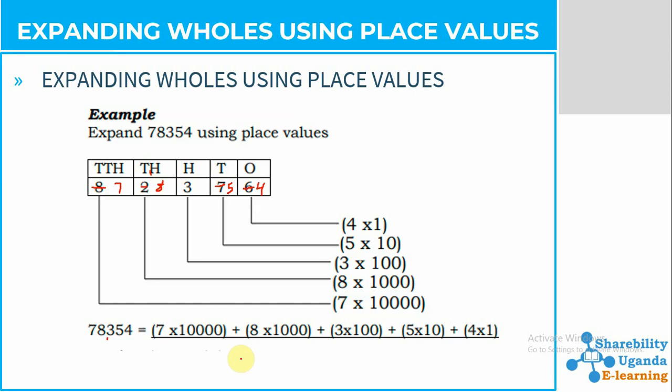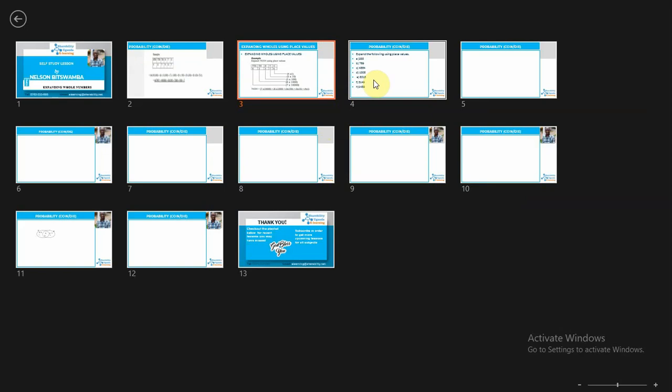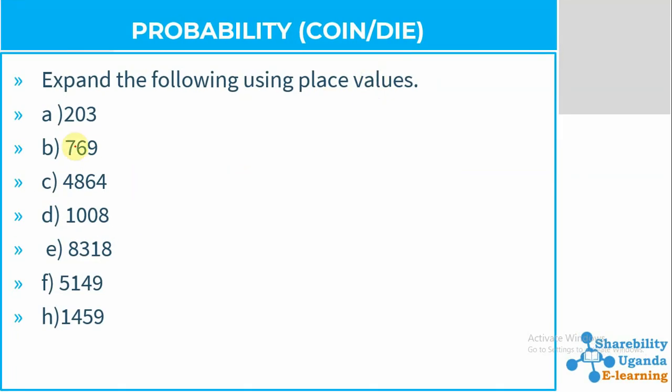So we are going to try out some other examples which have been given here. There are some examples given here for tryout. For example, they are saying expand the following using the place values, okay. Now for these numbers, you should be knowing their place values.